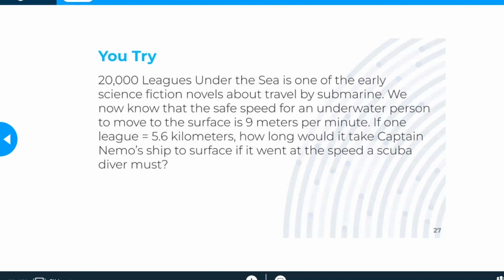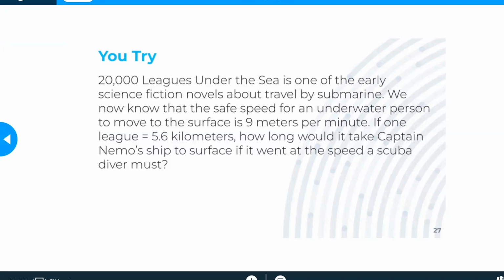When a person does skin diving or scuba diving, for them to surface from deep water, the fastest they can rise and have it be safe is about 9 meters per minute. So let's say 1 league is 5.6 kilometers. Let's pretend that Captain Nemo's ship had to surface at the same speed a skin diver or scuba diver has to surface.